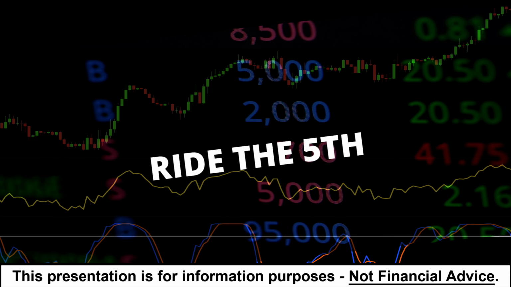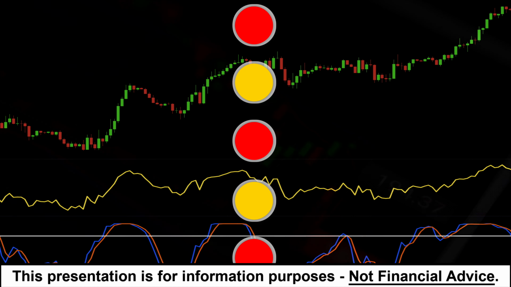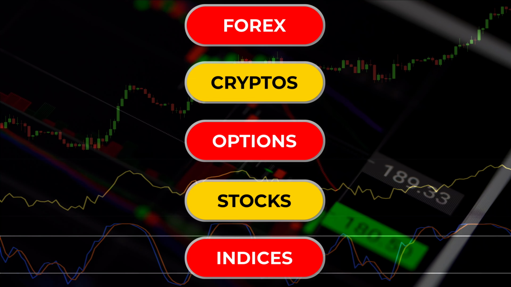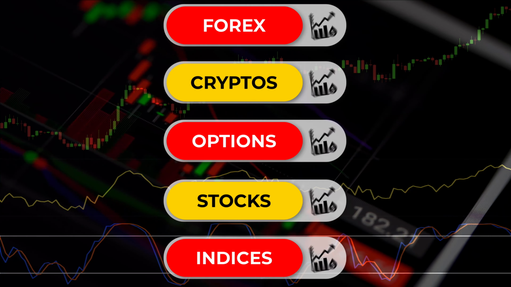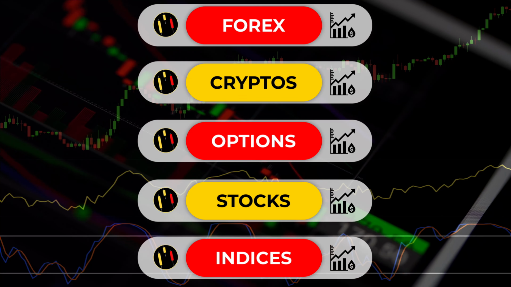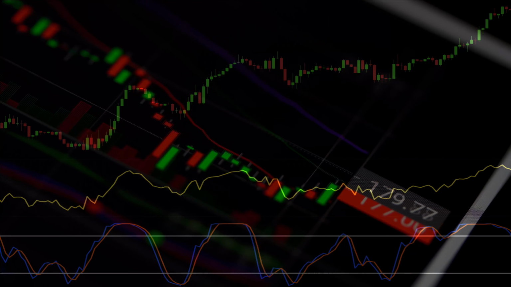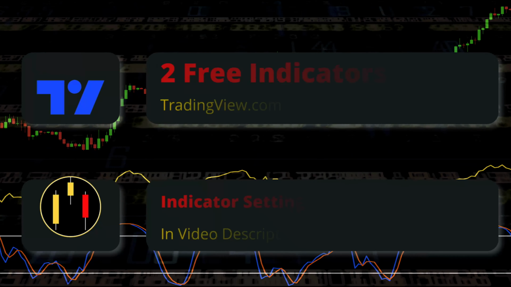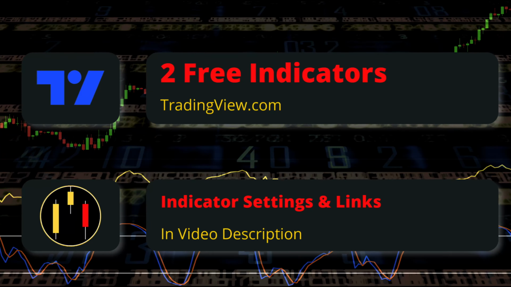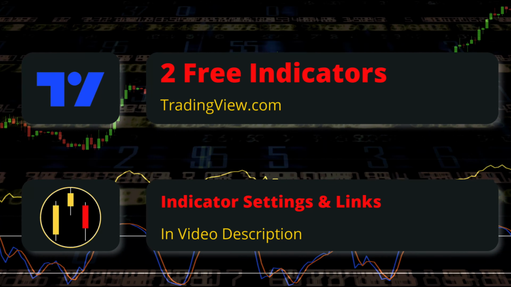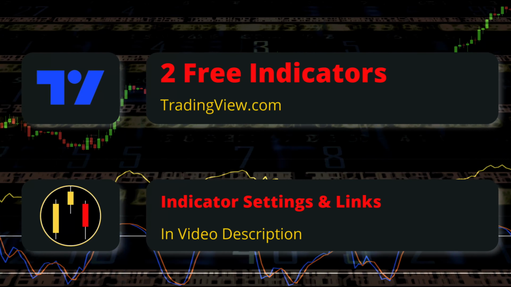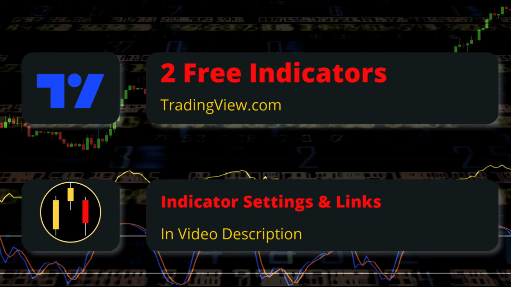I call this system Ride the Fifth. And like most trading systems, it can be adapted to Forex, crypto, options, stocks, indices, or any instrument that has significant volume and market participants. This trading strategy utilizes two free TradingView indicators. As always, links and settings to all indicators are listed in the description.